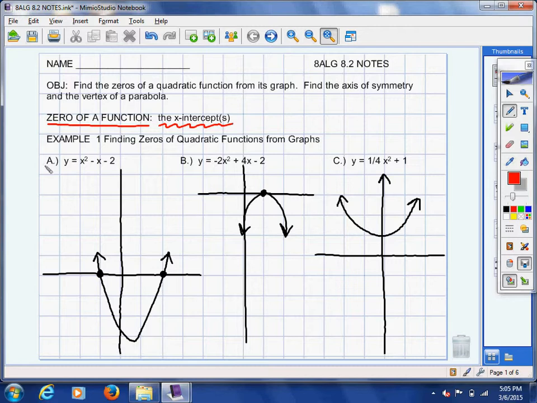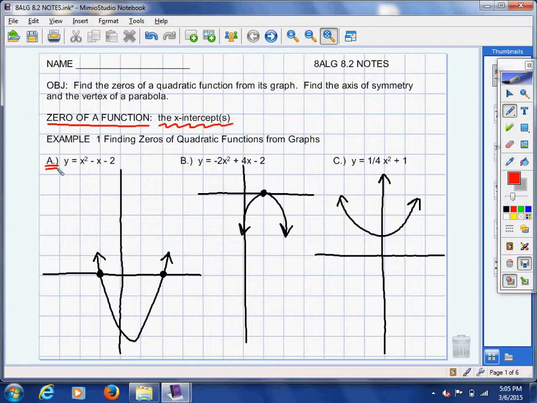So let's start with letter A. I'm going to work in red just because I think it'll be a little easier on your eyes. I've graphed all the ones out of your book onto this page so you can see them. You should also have those in your notes. Hopefully I drew those. I probably did, knowing me.